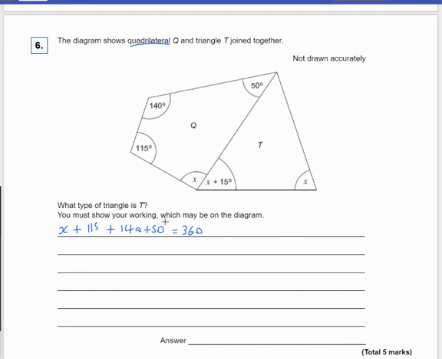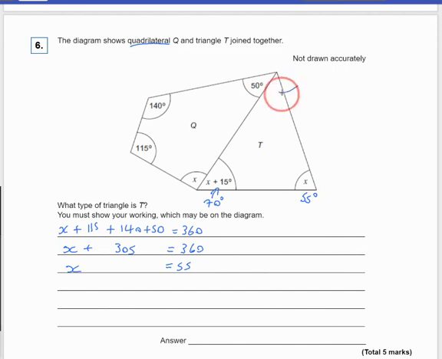What else do we have? So let's add these up. So 50 plus 140 is 190, plus 115 is 290, 300, 305. So x plus 305 is equal to 360. Taking away 305 from both sides, we get x is equal to 55. So if we now know that x is equal to 55 degrees, we know that the x over here is also 55, which means that this angle is going to be 55 plus 15, which is 70 degrees. And we've got this, which is 55 degrees.